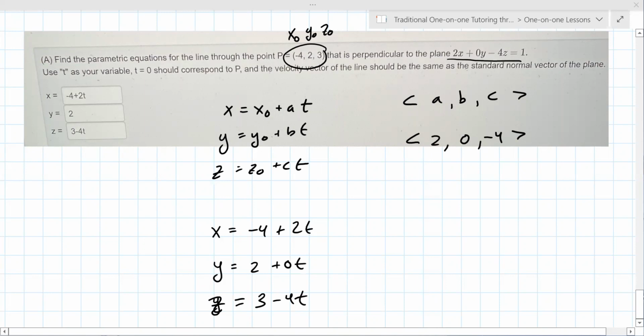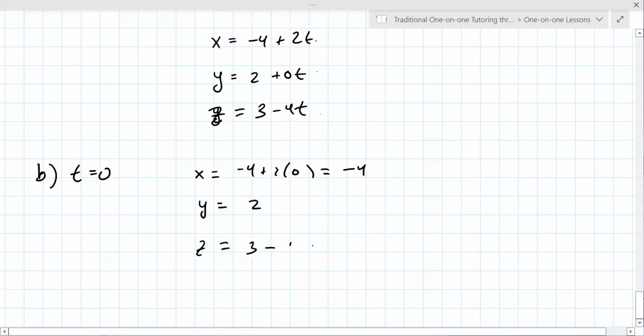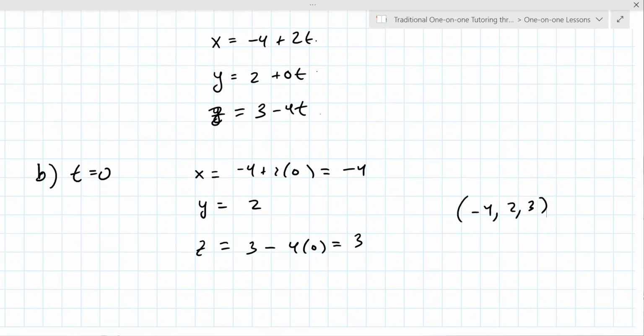Part B. They ask you about when t equals 0. So you just put 0 into each of these. So x equals -4 plus 2 times 0, which is -4, y equals 2, and then z equals 3 minus 4 times 0, which is 3. That's your ordered pair for that. We got a parameterization. So it's kind of heavy with parameterization in this.